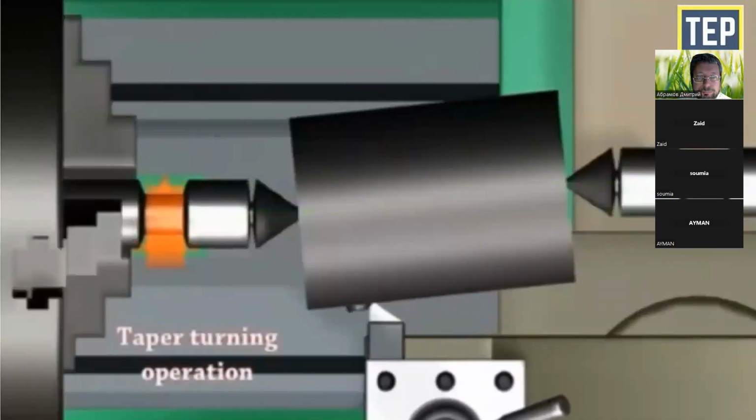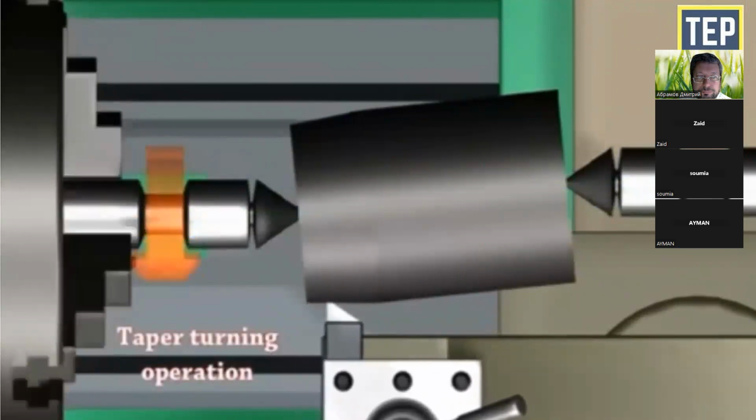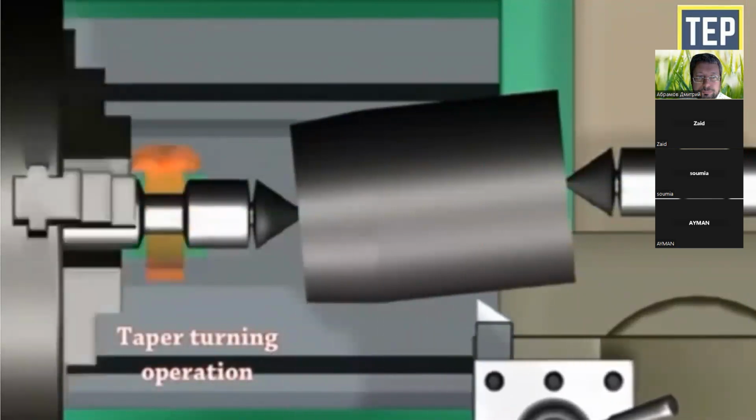Tailstock setover method. Here the workpiece or job is tilted at the required taper angle. The tool is fed parallel to the axis. This method is useful for small tapers.